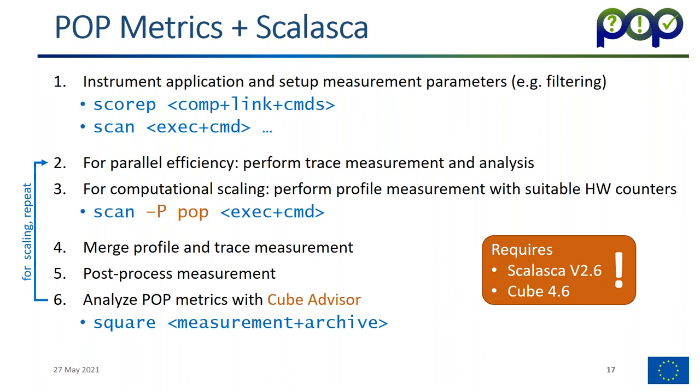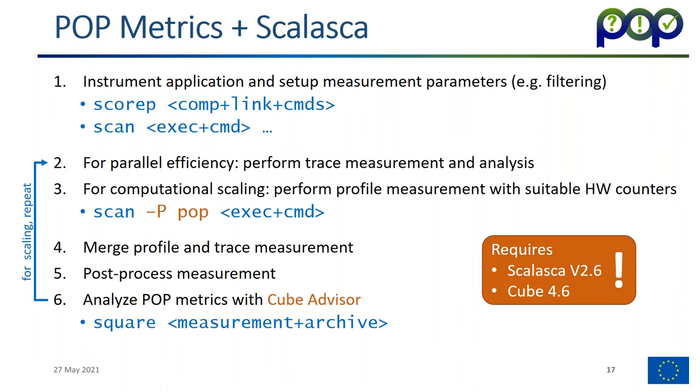Once you're done and set to do the POP metrics measurements, you have to do two measurements. You have to perform a trace measurement to capture all the necessary metrics for the parallel efficiency. And then you have to do a profile measurement with suitable hardware counters to collect all the metrics for the computational scaling. To make it easy, so that you don't have to know which counters and in which way, we introduced what we call a preset.